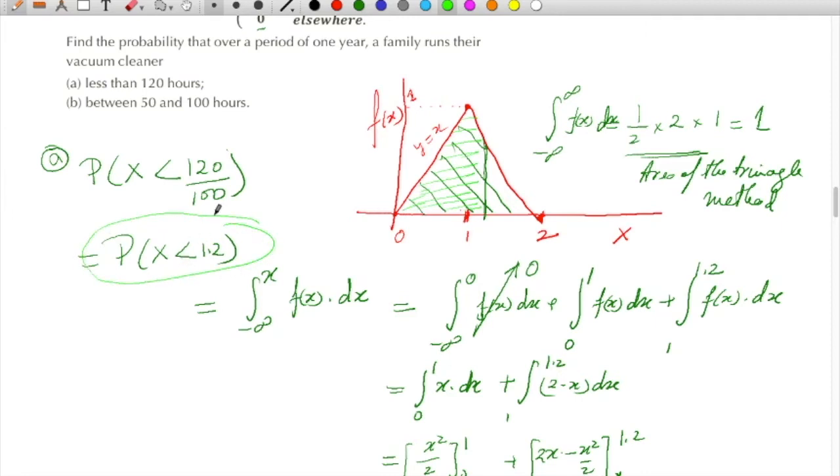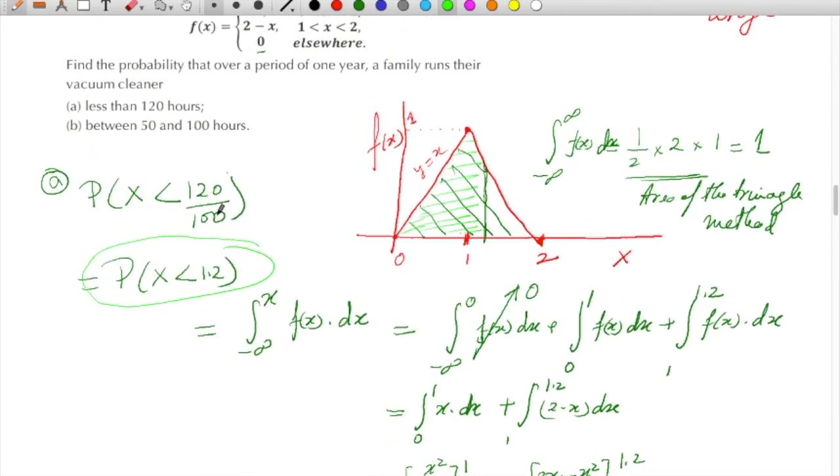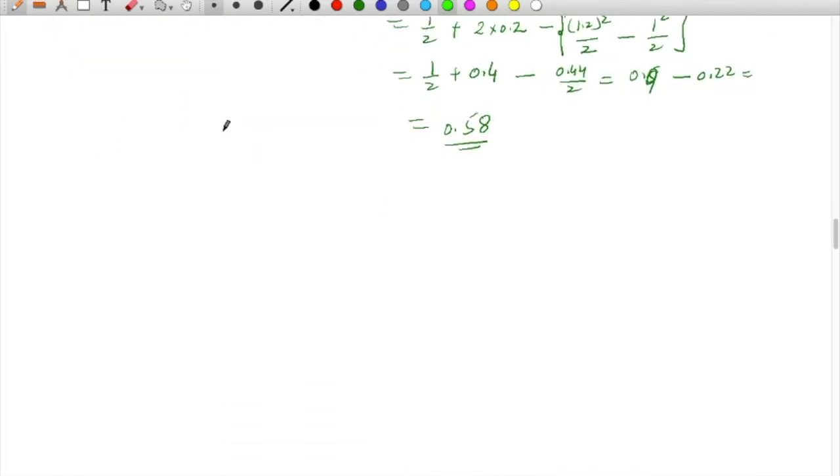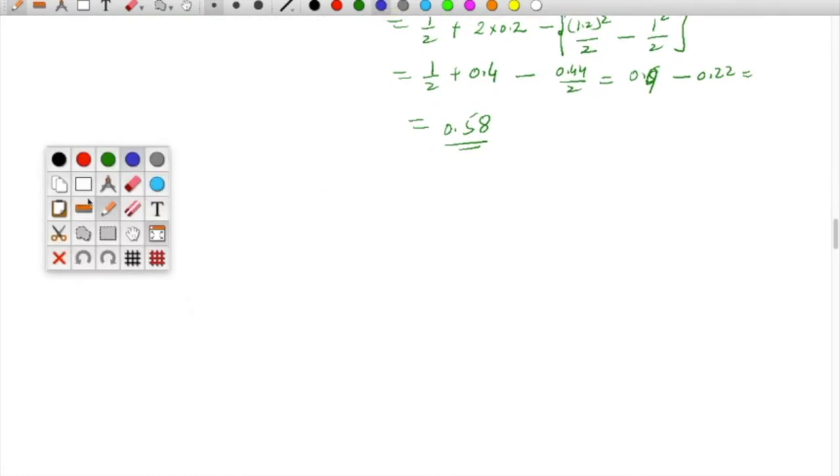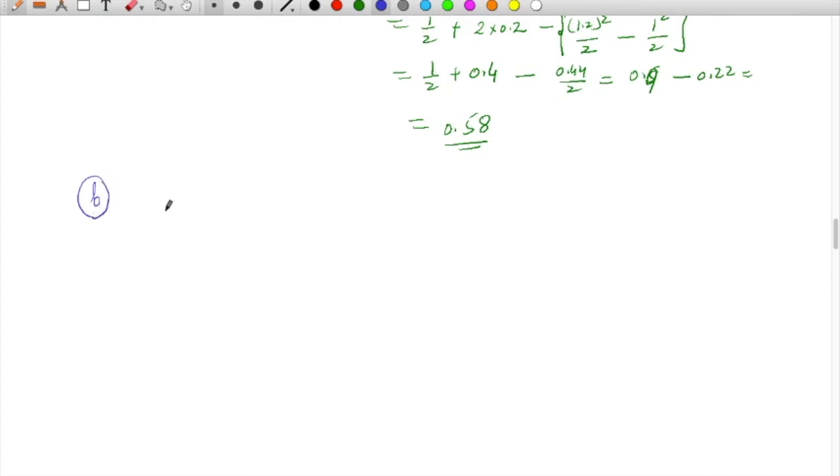Now see the second part. What they want is, what is the probability that the family runs their vacuum cleaner between 50 to 100 hours. Now see here, change the color, part B. The probability that x is between 0.50 and 1.0. That will be the probability, 0.5 to 1.0 fx dx.